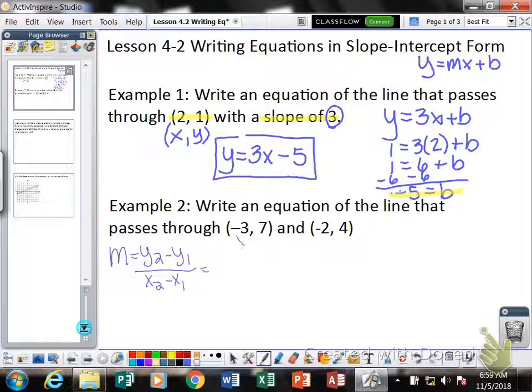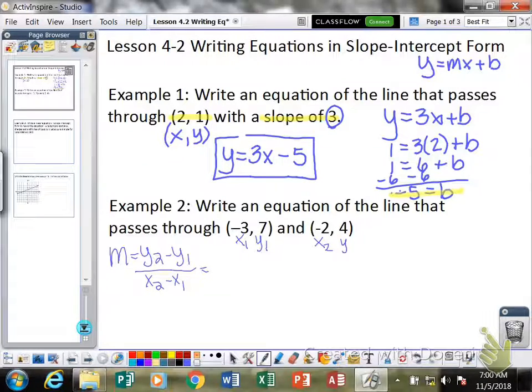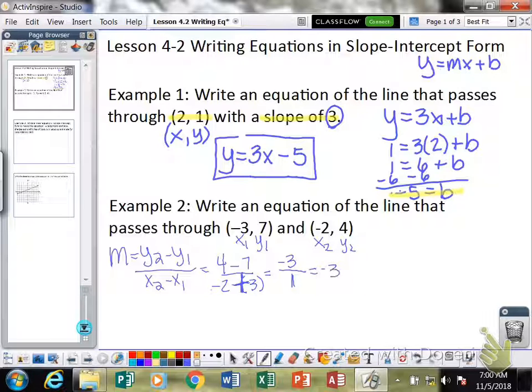All right, so x1, y1, my first set of points, x2, y2 for my second set of points. So then we substitute in. So y2 is 4 minus 7 over negative 2 minus a negative 3. 4 minus 7 is negative 3. Negative 2 minus a negative, well, minus a negative becomes plus. So negative 2 plus 3 is 1. So our slope is negative 3. So there's our m. So our m is negative 3.